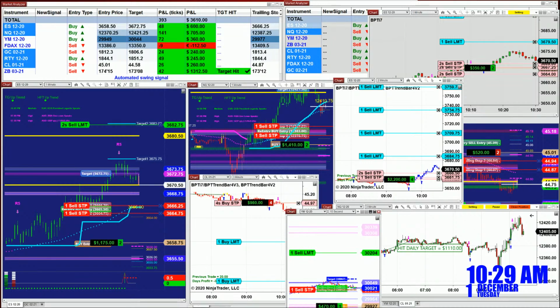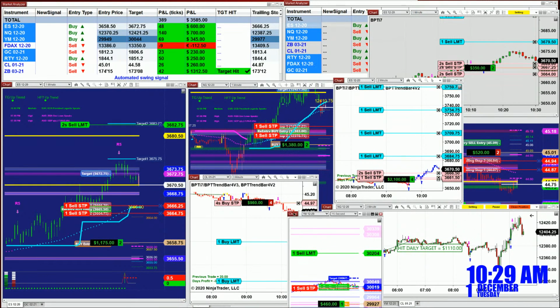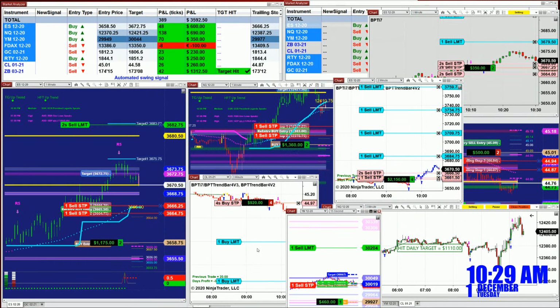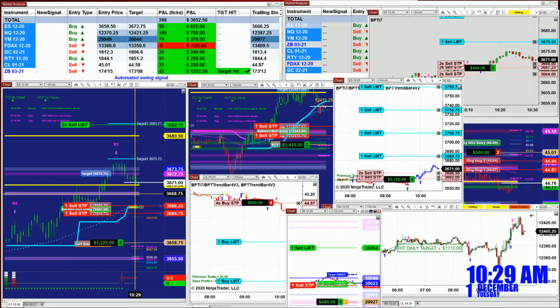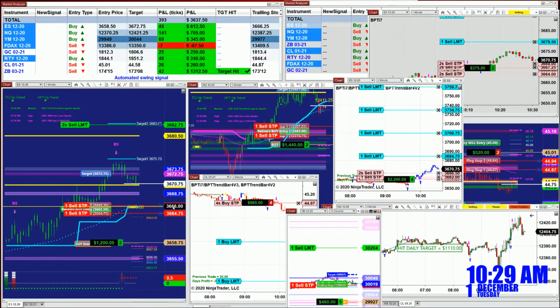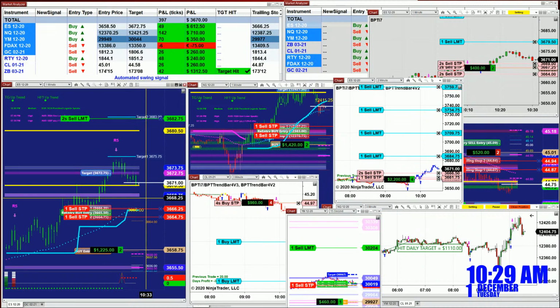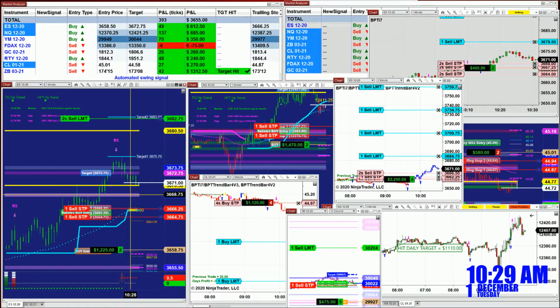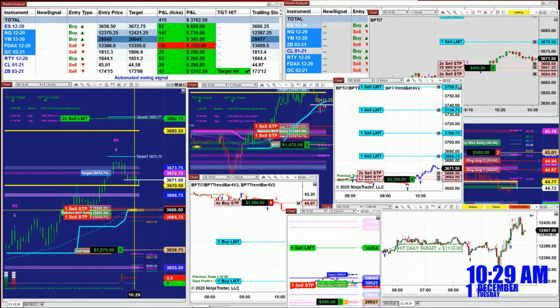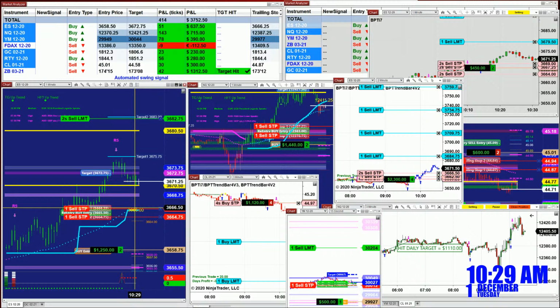There are 2 pullbacks in here. It is very important to keep your eye on the ES. The first support area, 3668.75. If we drop below 3668.75, absolutely there is a re-entry point at 3666.50, but there is no short.